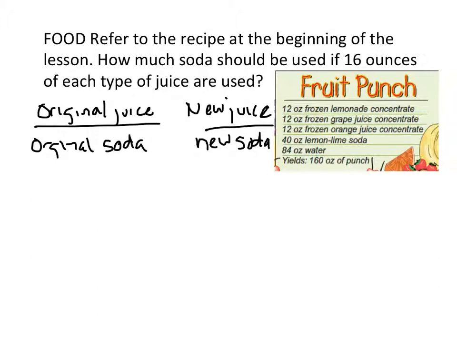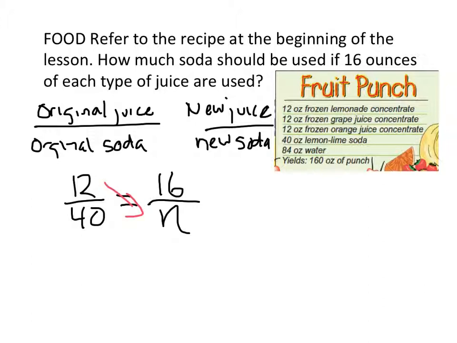So let me go ahead and replace these words or phrases with numbers. All right, in the original recipe it took 12 ounces of juice and 40 ounces of soda. And what I want to do now is change that to 16 ounces of juice. But I don't know how much soda I need. So let's go ahead and look at these proportions that I built.